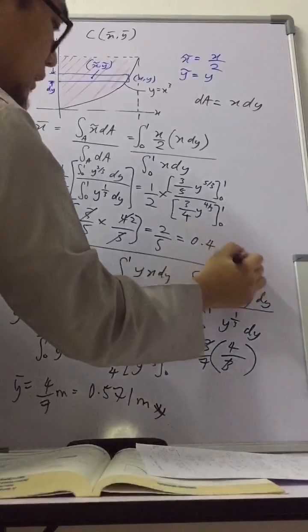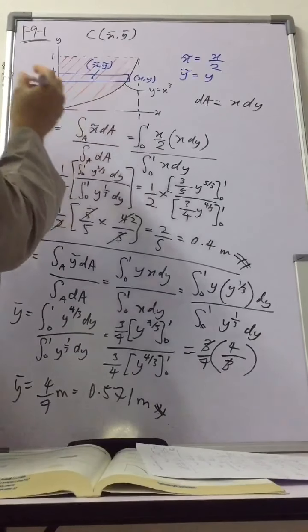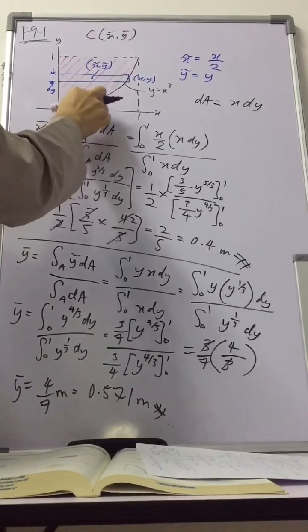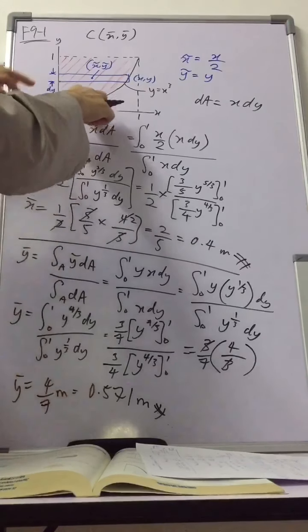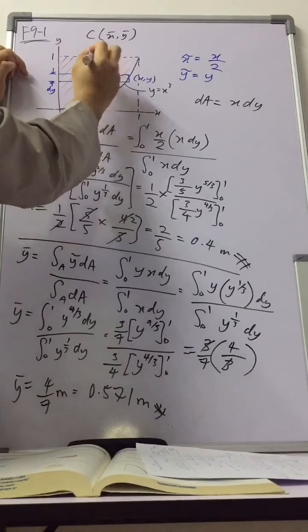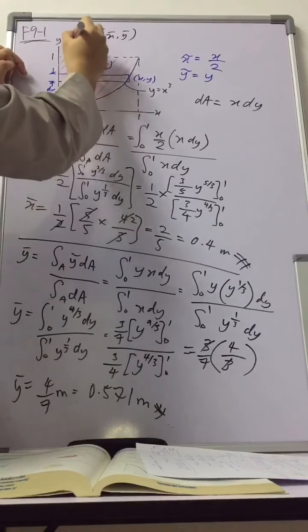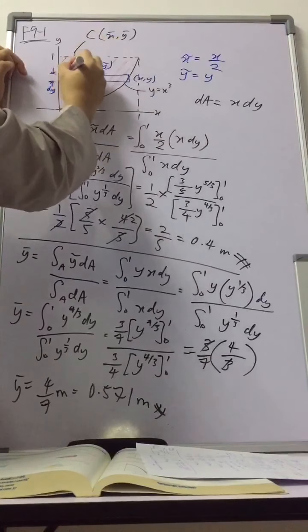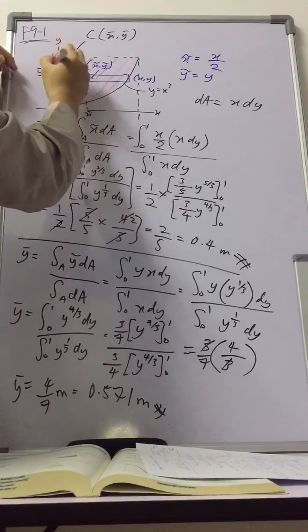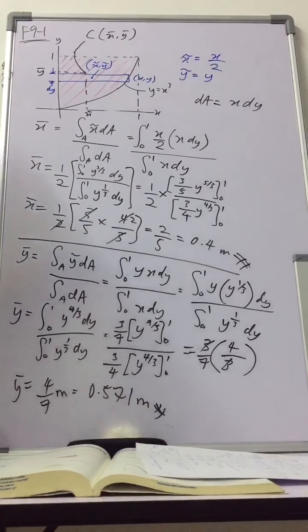Okay, x bar, y bar. What does it mean by that? It is somewhere here, 0.4, and then 0.571. So it is actually this. I mean, you can roughly say that this point is your centroid, right? This is x bar, and this is y bar. Okay, this coordinate is your centroid for this problem.